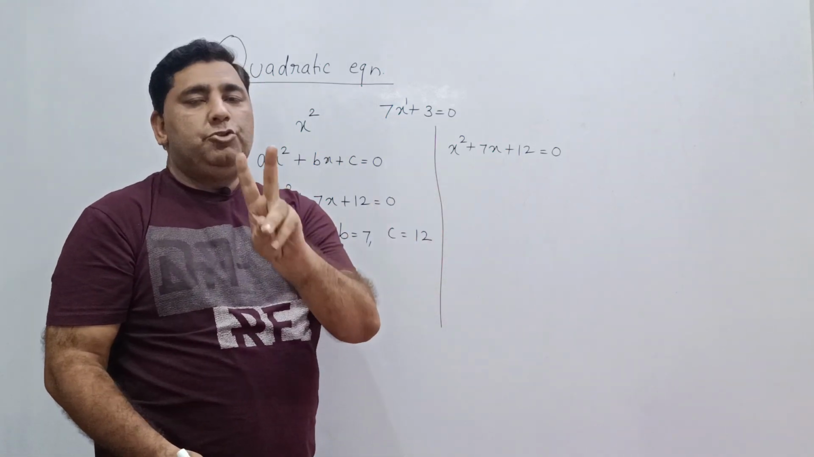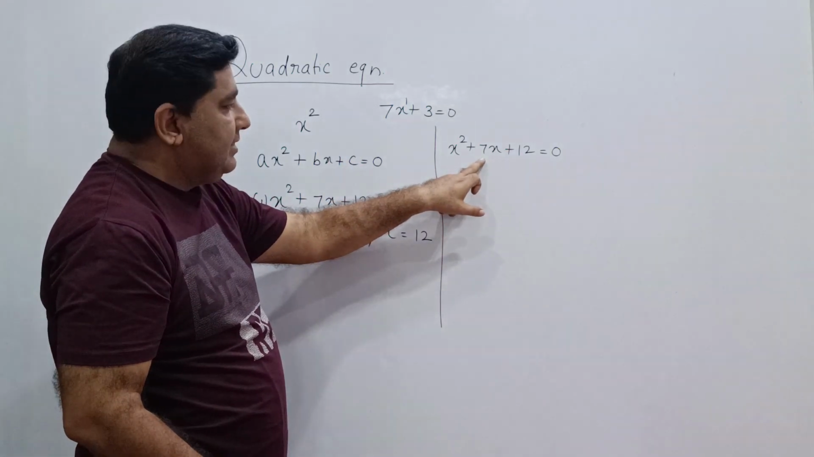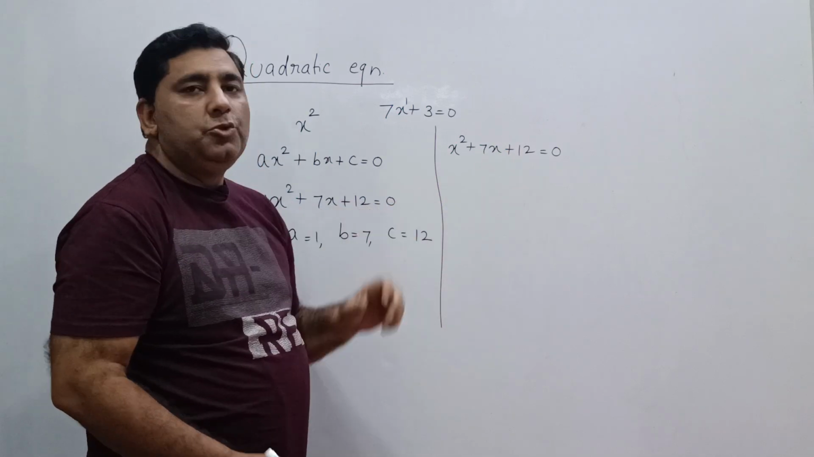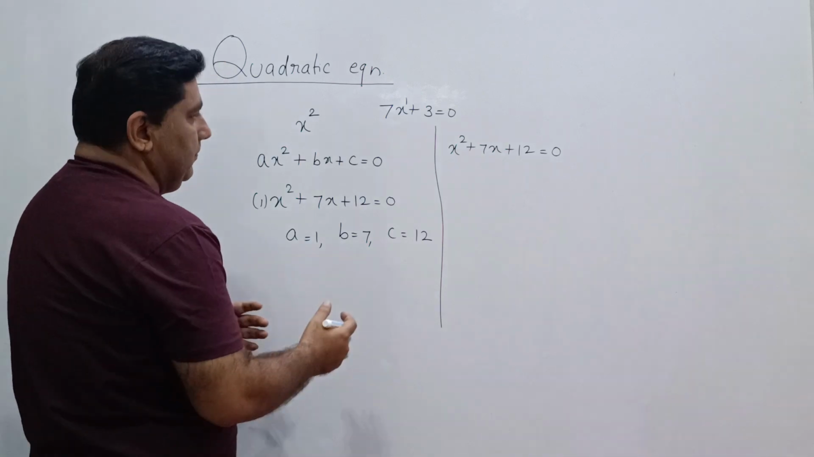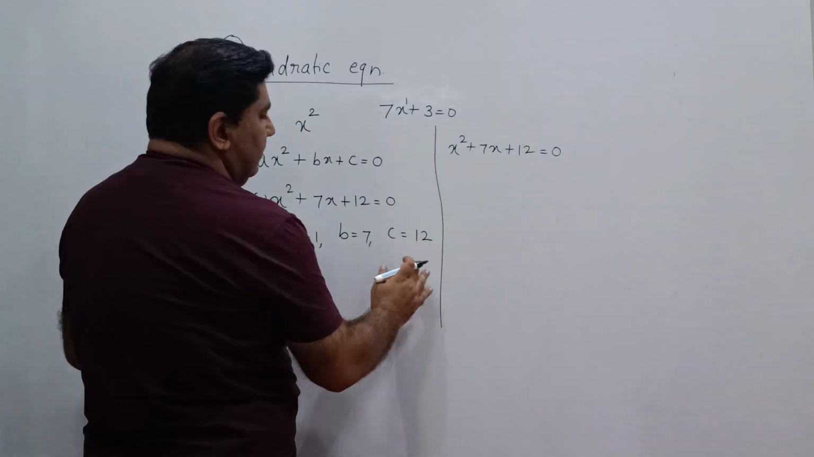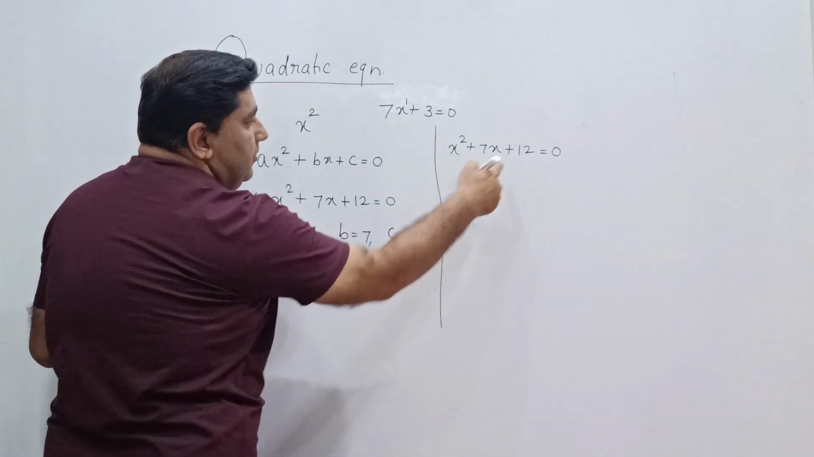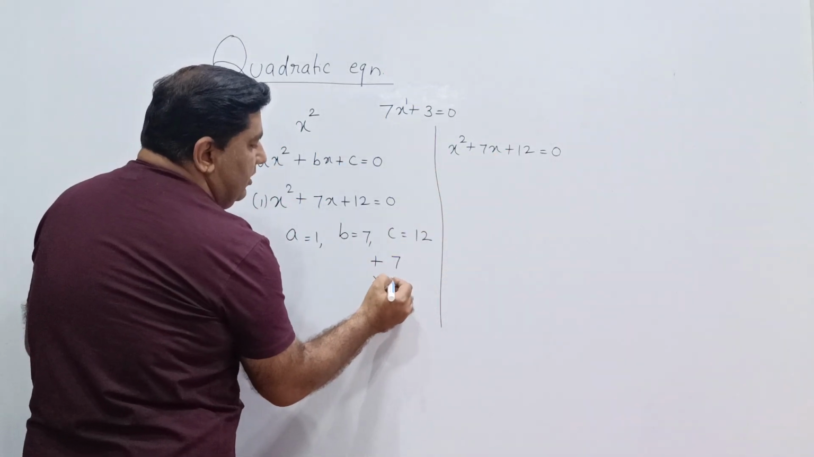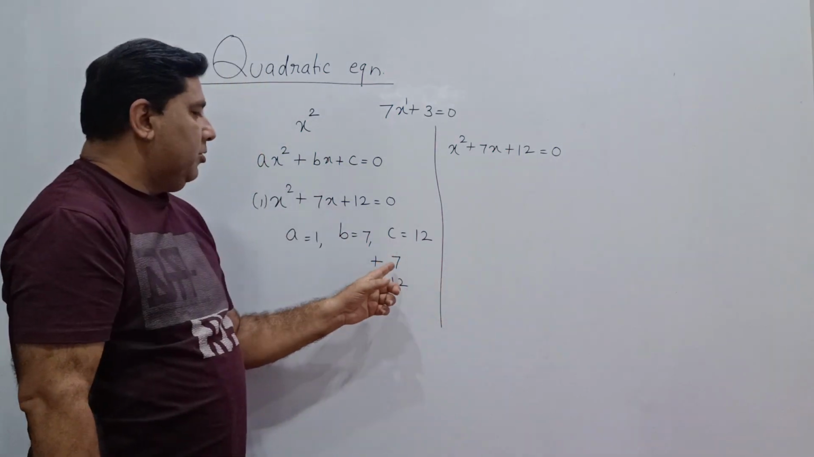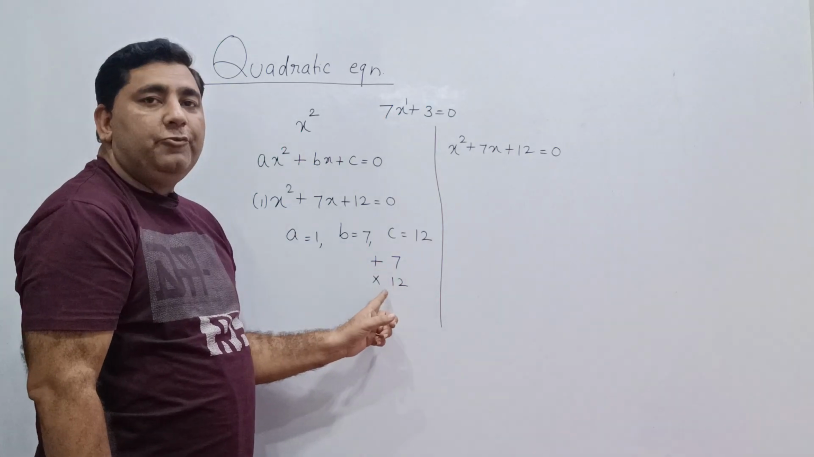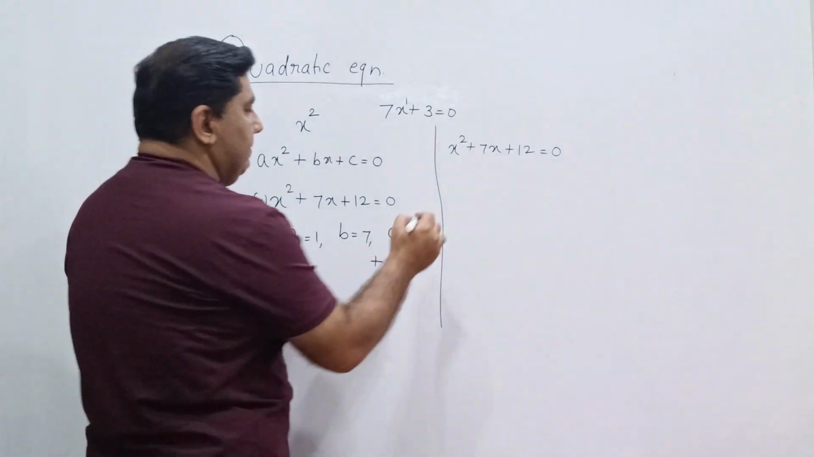Now you have to search two numbers for which when you add those numbers you get 7, and when you multiply those numbers you get 12. So what are these numbers? So we can think that we have to take two numbers, on adding we get 7, on multiplying we get 12. So there are the numbers 4 and 3, because 4 plus 3 is 7 and 4 into 3 is 12.